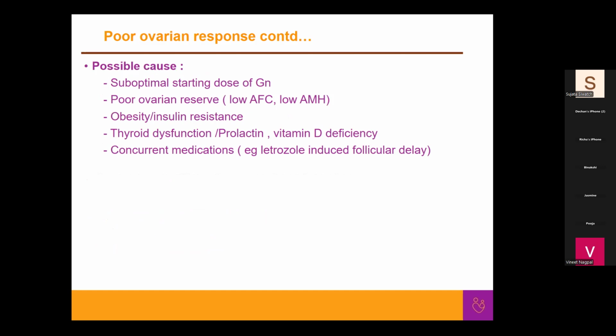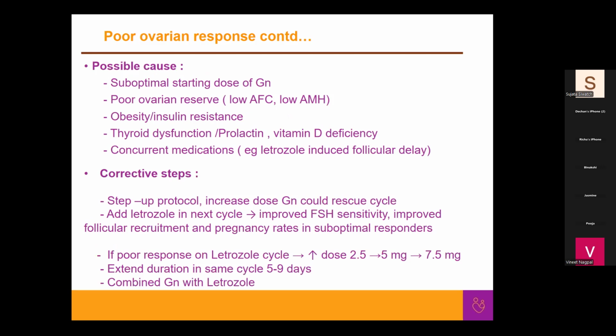Obesity and insulin resistance could be one of the factors. Thyroid, prolactin and vitamin D deficiency are again important medical disorders leading to this type of response, or the concurrent use of medications like letrozole-induced follicular delay could be one of the factors. So the corrective steps could be a step-up protocol, or increasing the dose of gonadotropin could rescue the cycle, or we can add letrozole in the next cycle, because letrozole along with gonadotropin can improve FSH sensitivity in cases of suboptimal responders.